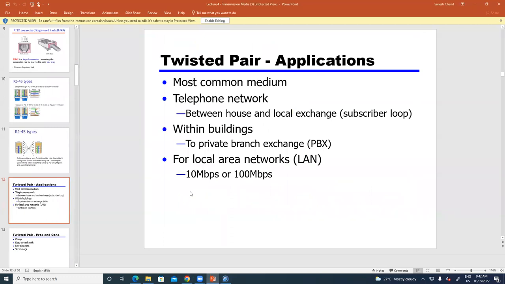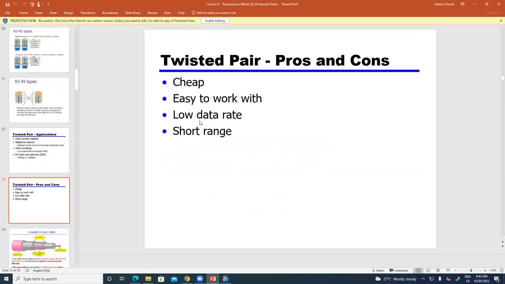Okay, twisted pair applications: the most common medium. Remember, twisted pair is of course the most common medium that you will find in today's networks, and it is used in the telephone network between house and local exchange, within buildings for PBX, and for local area networks. And the pros and the cons of twisted pair: low data rate, and low and short distance. So the first two are the pros and the last two are the cons.